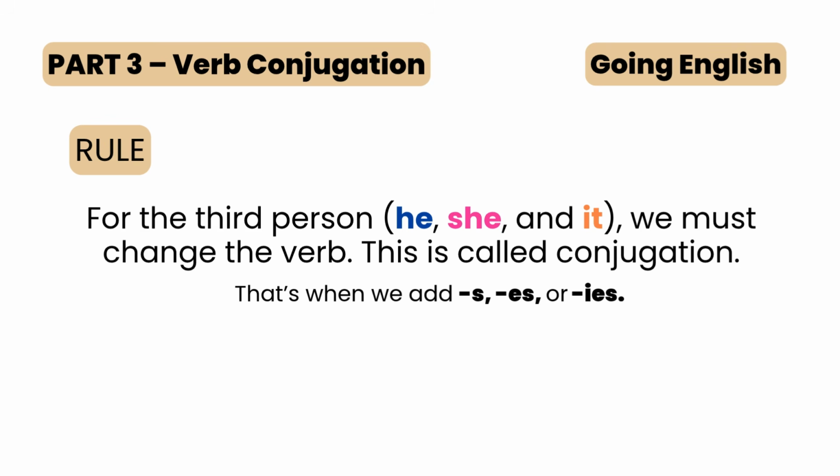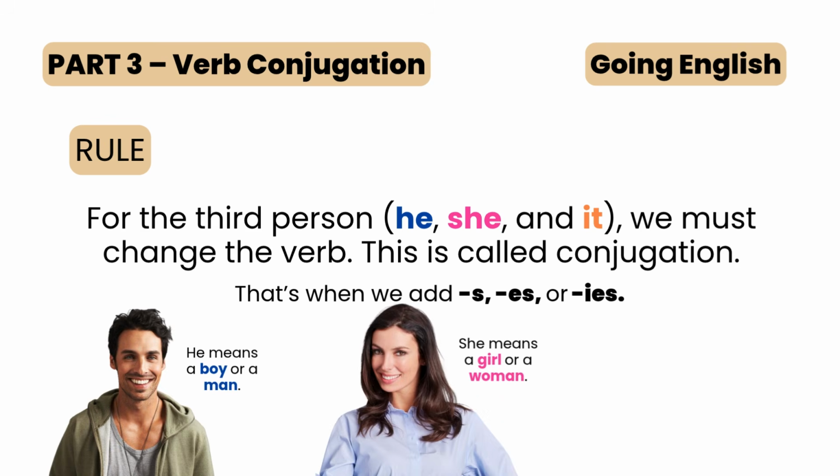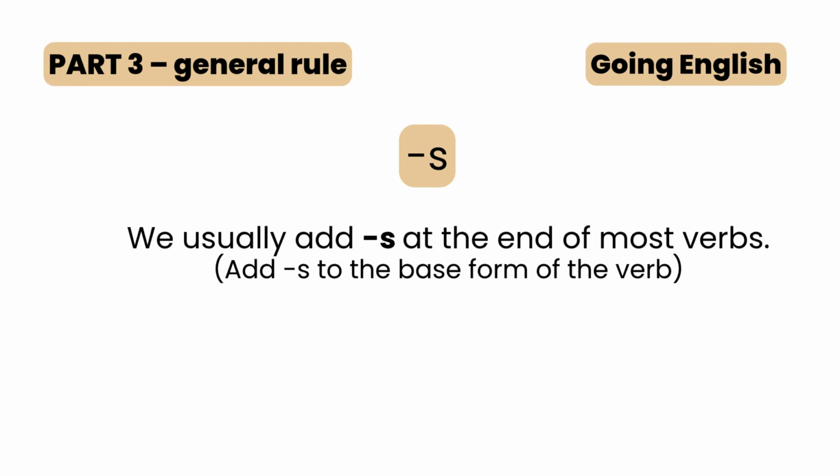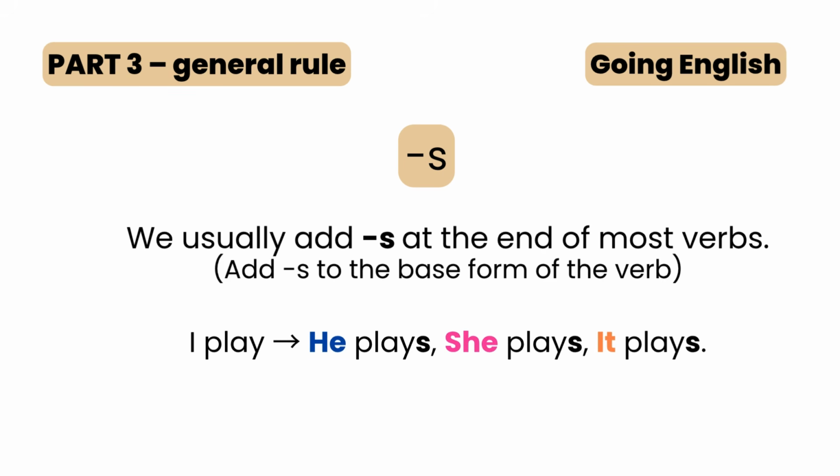For the third person, he, she, and it, we must change the verb. This is called conjugation. That's when we add s, es, or ies. Let's check some examples with verbs ending with s. We usually add s at the end of most verbs. The verb play conjugated becomes plays. I play, he plays, she plays, it plays.